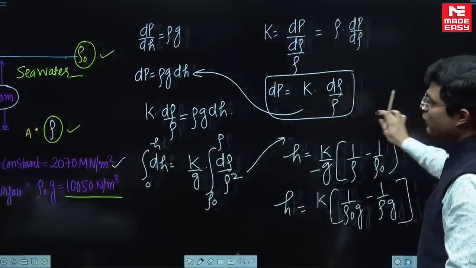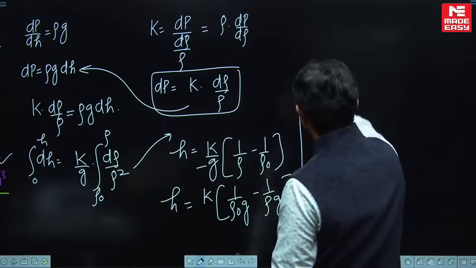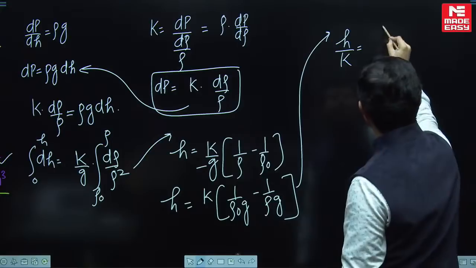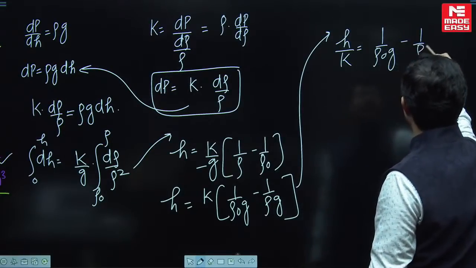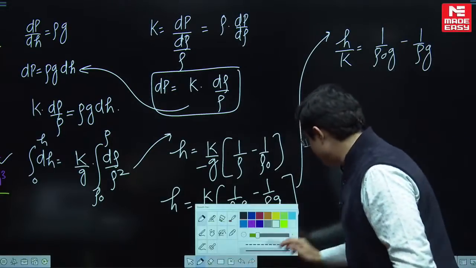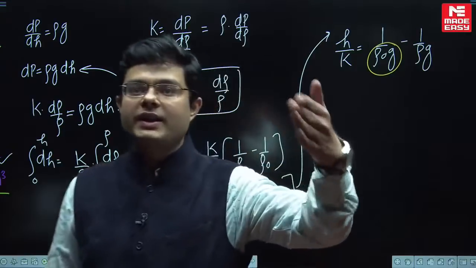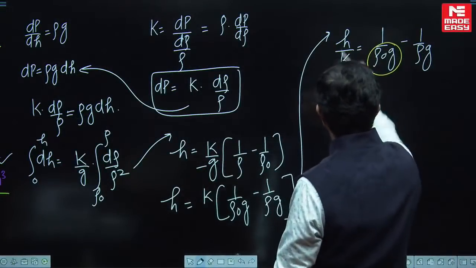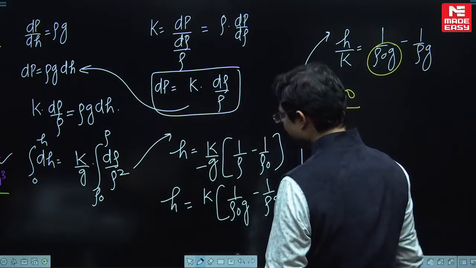Clear guys? It's a beautiful problem, just look at the board. So from here you can write h by k is equal to 1 by rho naught g minus 1 by rho g. Can anybody tell me what is this rho naught g? This is the specific weight at the surface, which is given. So the h value is given as 1500 meter divided by k.